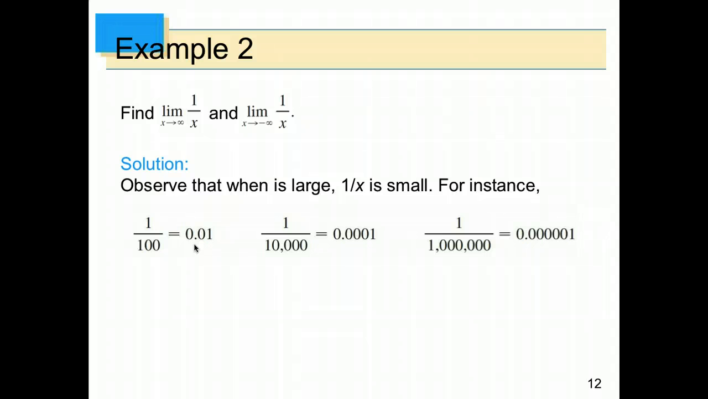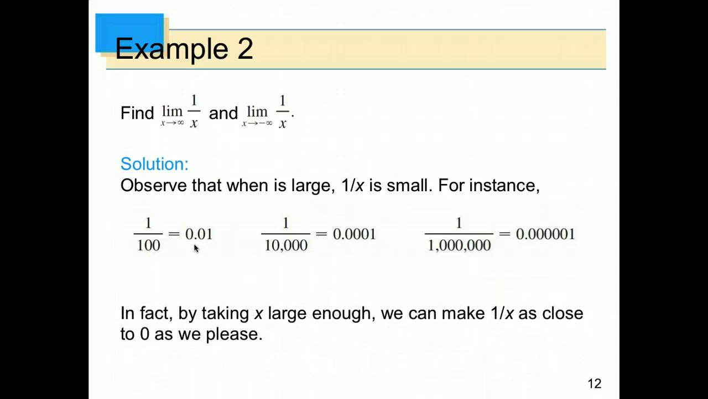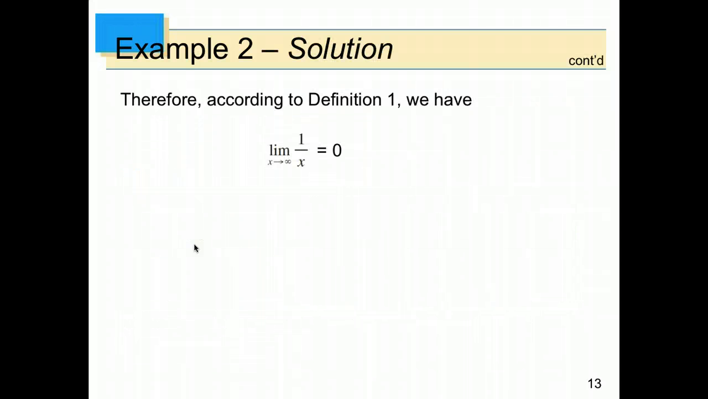So you notice as we have x equal 100, our value is 1 over 100, and if we had x equal 1,000,000, then we're at 1 over 1,000,000. So we're getting really, really close to 0. So in fact, once again, if we take x large enough, we can make 1 over x as close to 0 as we want. Therefore, according to that first definition that we talked about, the limit as x approaches infinity of 1 over x is 0.